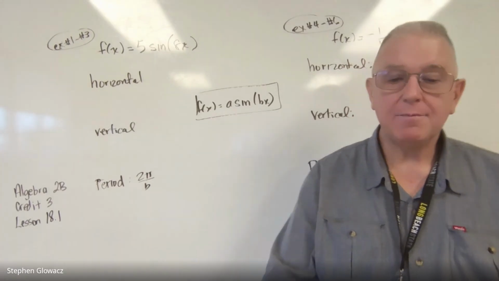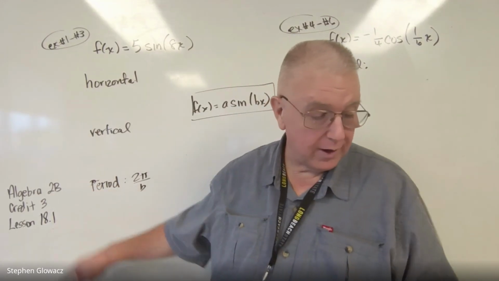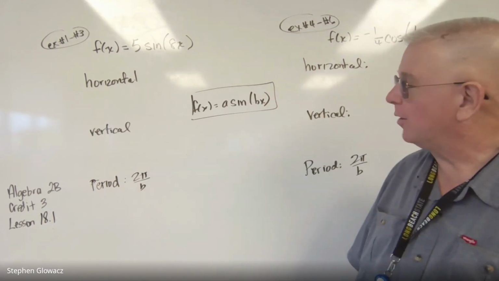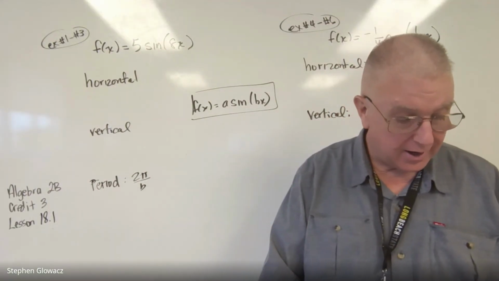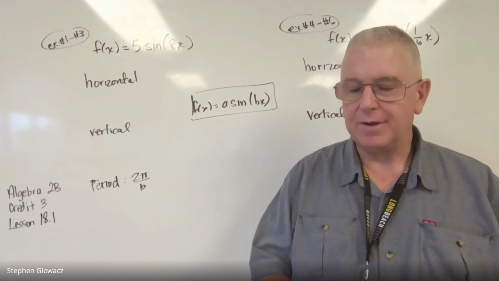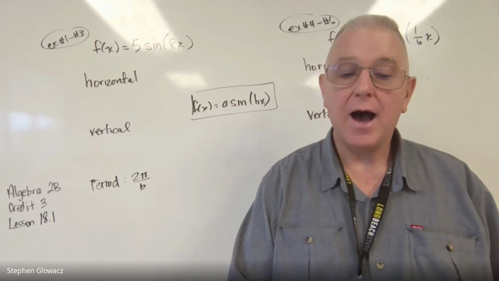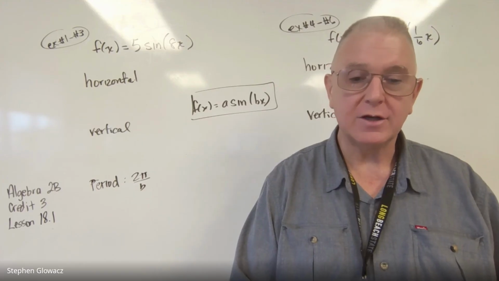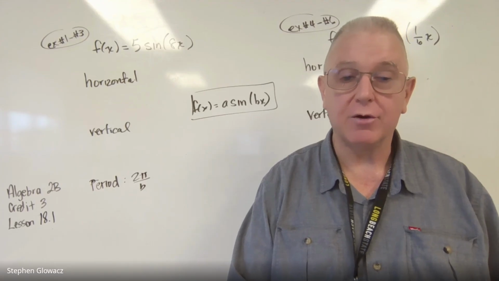These are the examples for Algebra 2B, Credit 3, Lesson 18.1. Lesson 18.1, we're going to be talking about the graphs of sine and cosine functions. And before we jump into the examples, I think we need to show you guys what these graphs look like and just a little bit about what we'll be doing. So we're just going to do a quick intro here.